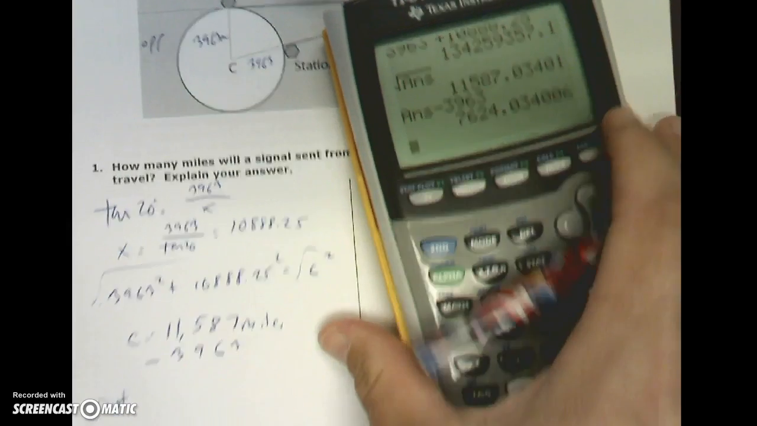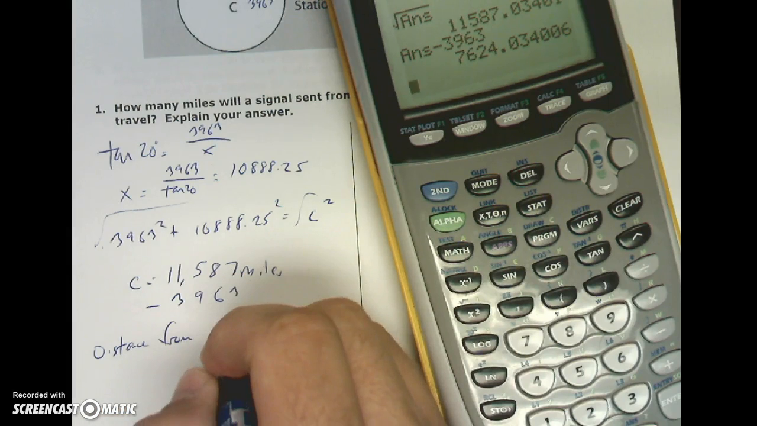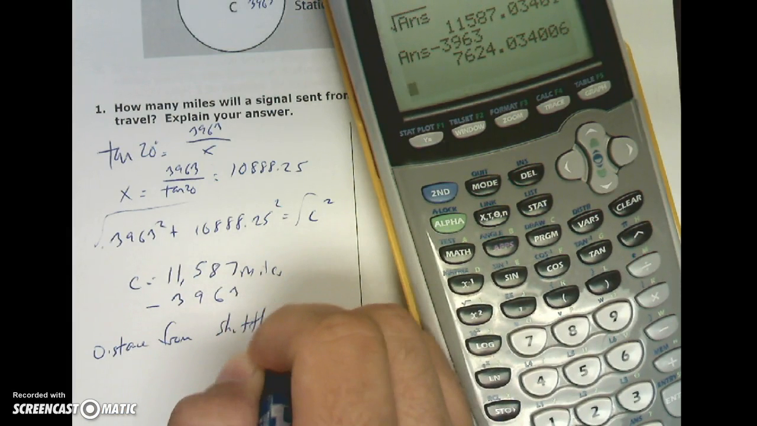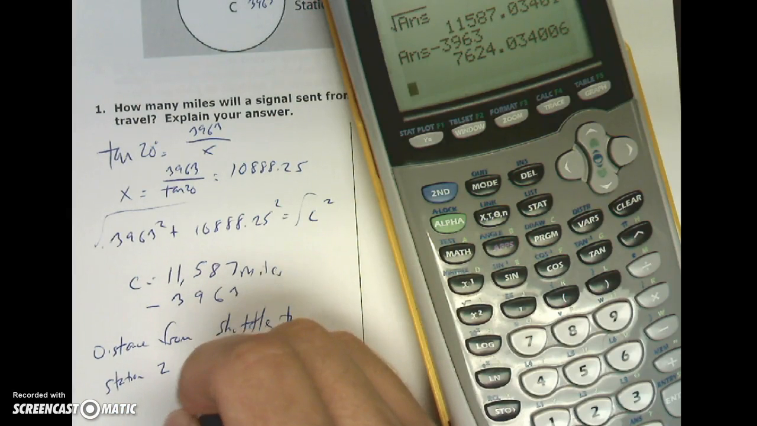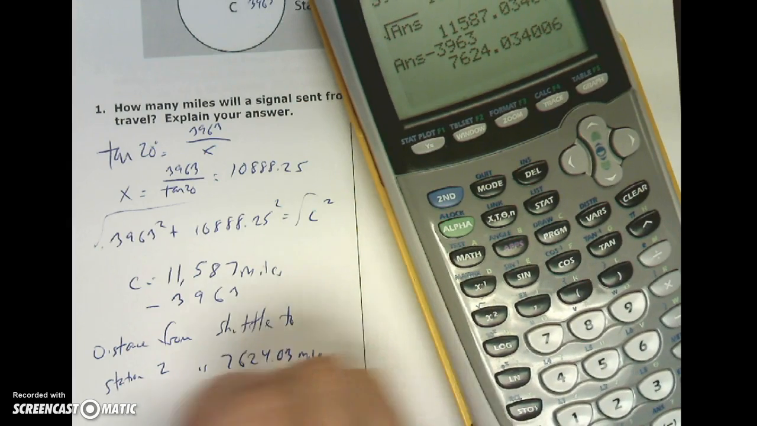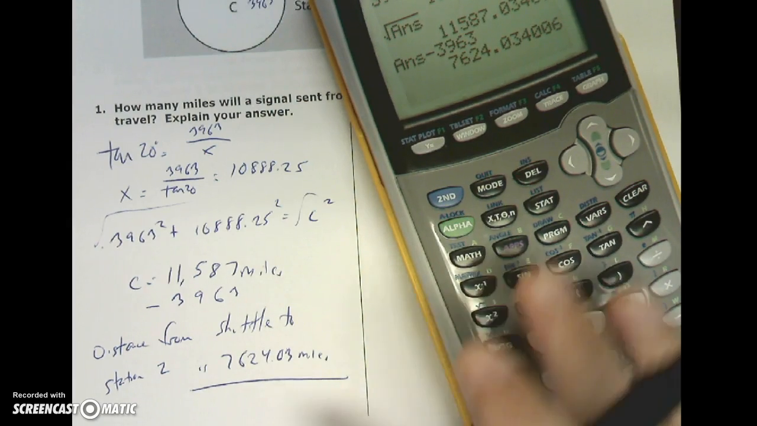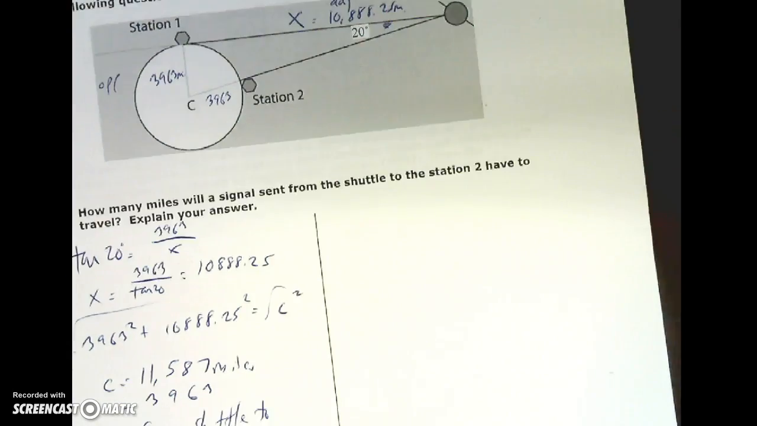Oops. Scroll up a little bit for you guys. Distance from shuttle to Station 2 is 7,624.03 miles. Okay? Alright, now, as far as explain your answer goes, what I'm looking for here is a brief explanation.